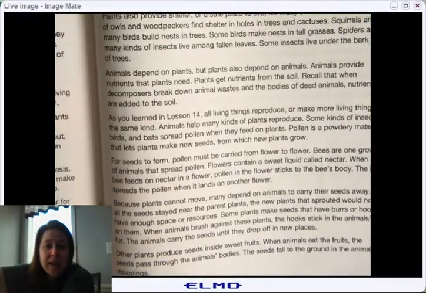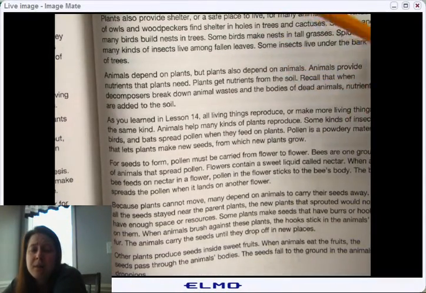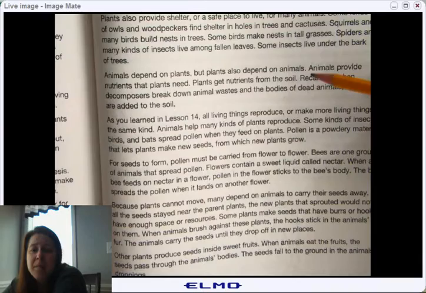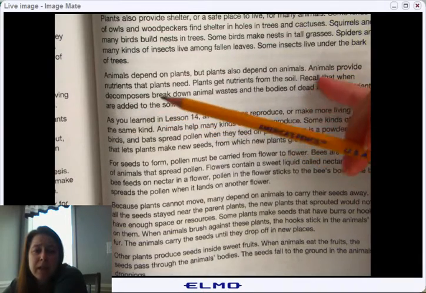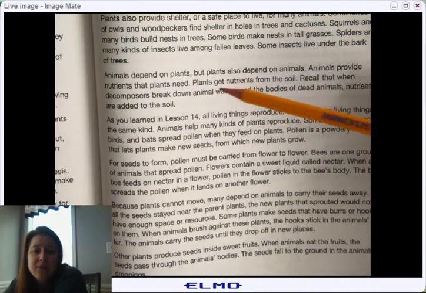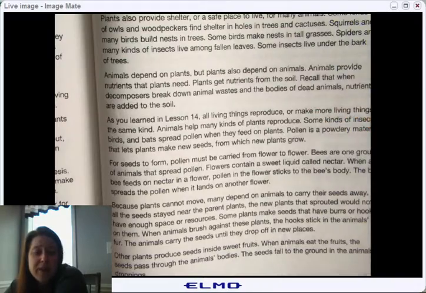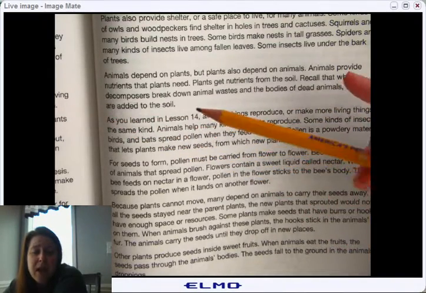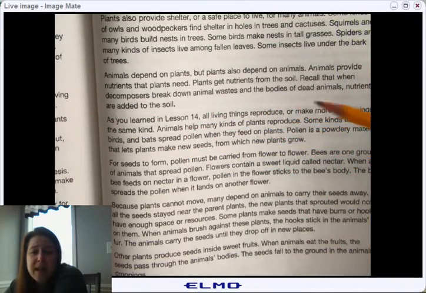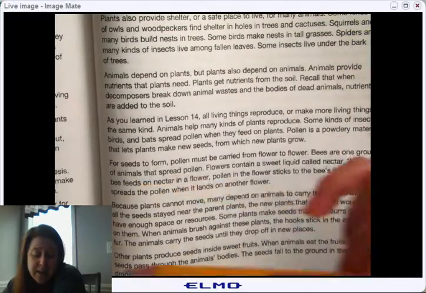Animals depend on plants, but plants also depend on animals. Animals provide nutrients that plants need. Plants get nutrients from soil. Recall, the decomposers break down animal waste and the bodies of dead animals. Nutrients are added to soil.